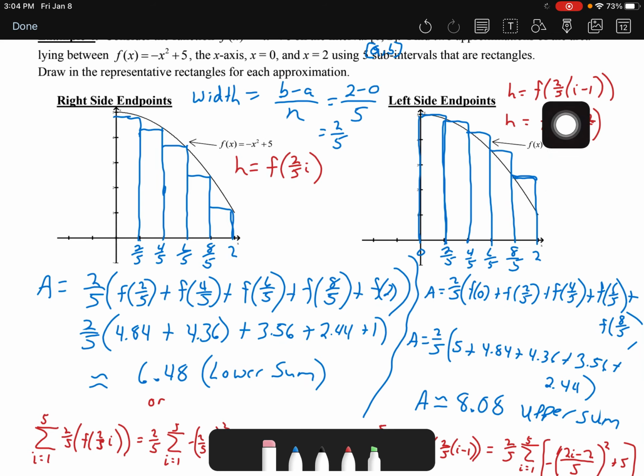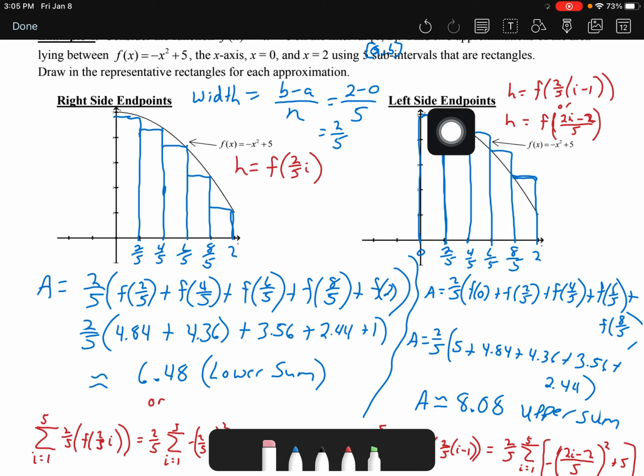And so that's why this is set up as i minus 1, because it's the first rectangle, but we have to go backwards 1 to calculate that first height. Okay, and then on my second rectangle, that height is calculated right here at 2/5, and so when I put 2 in there, 2 minus 1 is 1 times 2/5, and that's why that one ends up where it does.